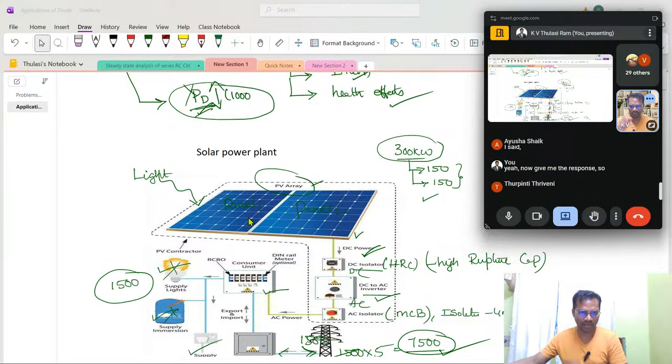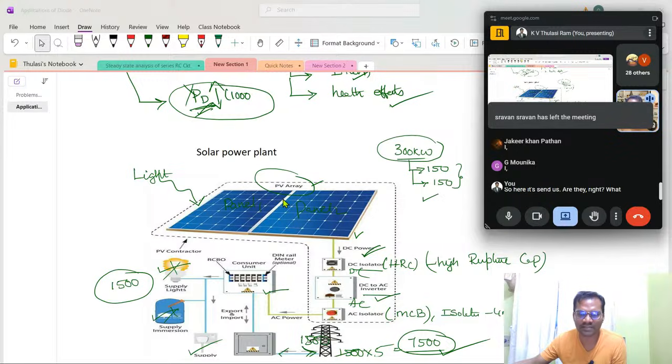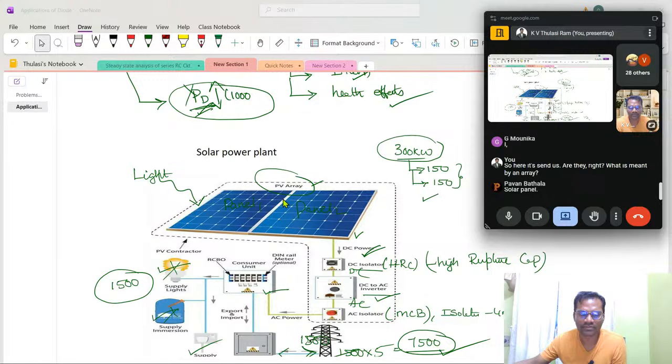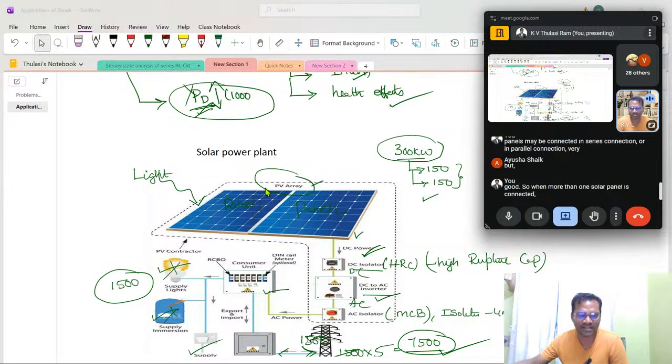So what is the output of a solar array? AC supply or DC supply? DC supply. Very good. So what is meant by an array? Solar panels may be connected in series or in parallel. Very good. When more than one solar panel is connected in series or parallel, it is called an array.